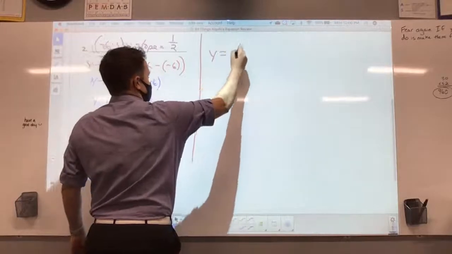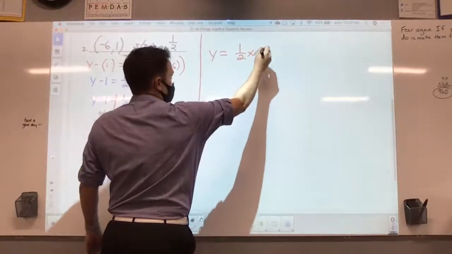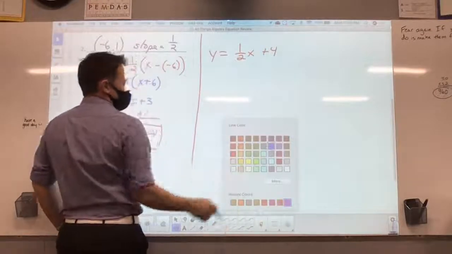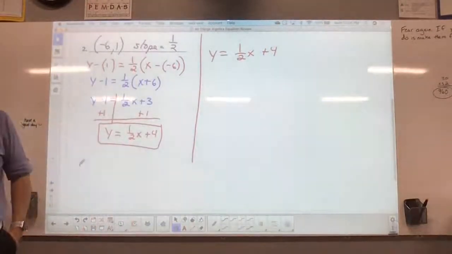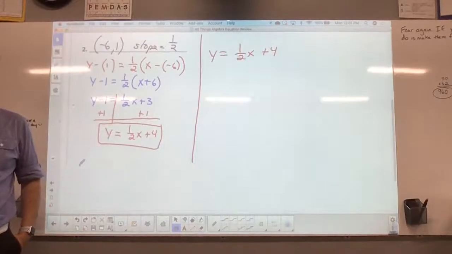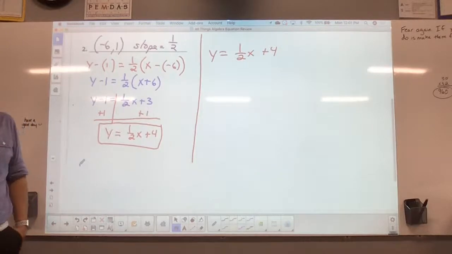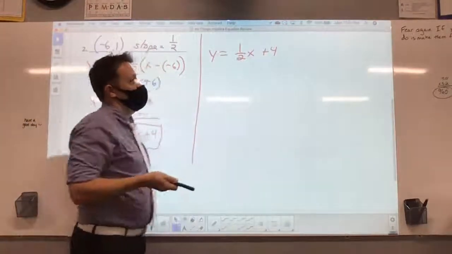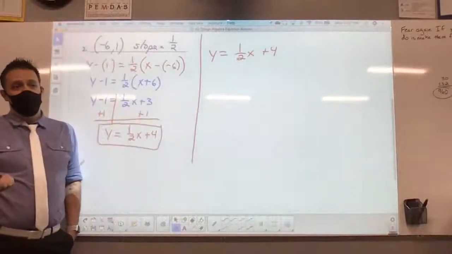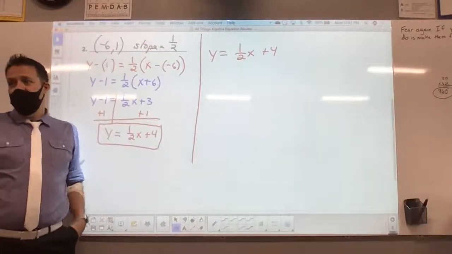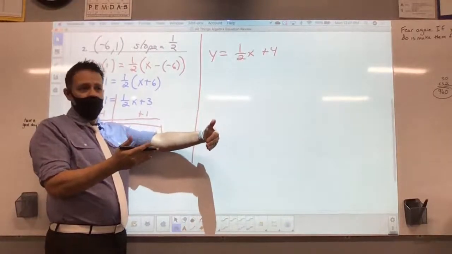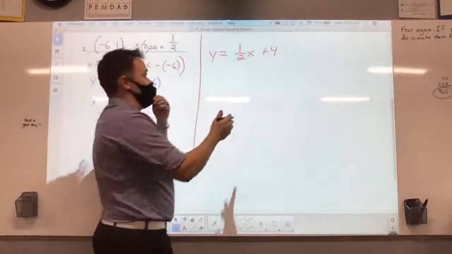y equals 1/2 x. What do you have to do to this equation? Multiply everything by 2, because you have to get rid of the fraction. It's not multiply everything by 1/2. What's 1/2 times 1/2? It's actually a quarter. If I have half of something and I take half of that, how much do I have left? A quarter.